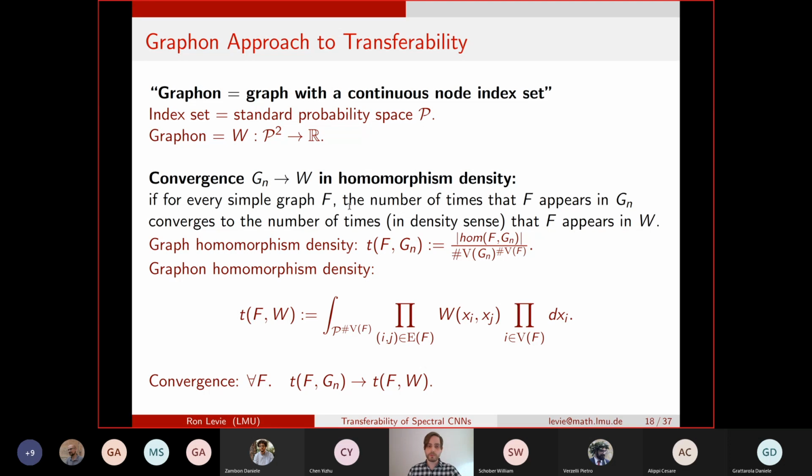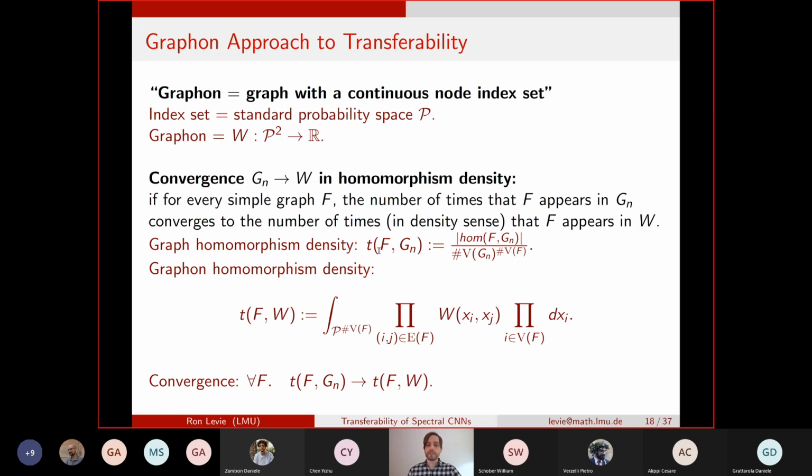And then we count the number of times that we see these simple graphs in our graph G. For example, if F is a triangle, we count the number of triangles in the graph G. We also normalize, so it's not really counting the number of times we see triangles in G, we compute the density of triangles in G. This is called the homomorphism density of F in G.